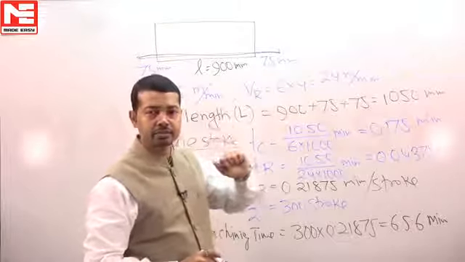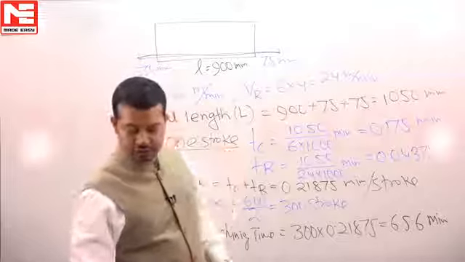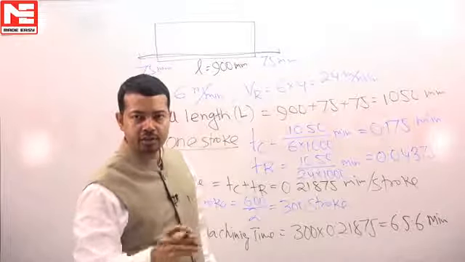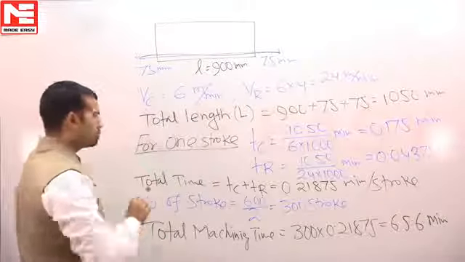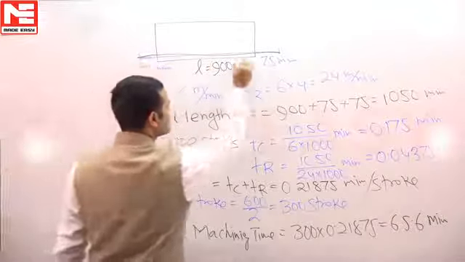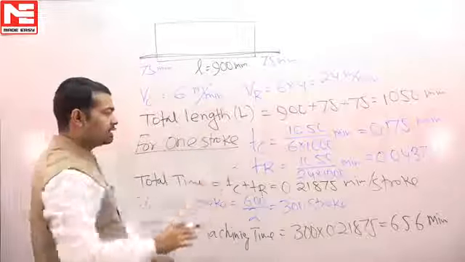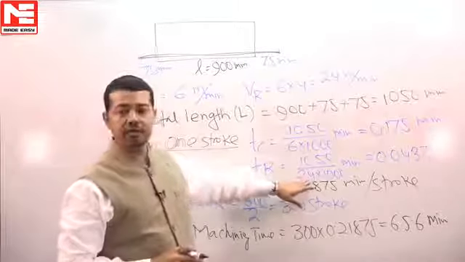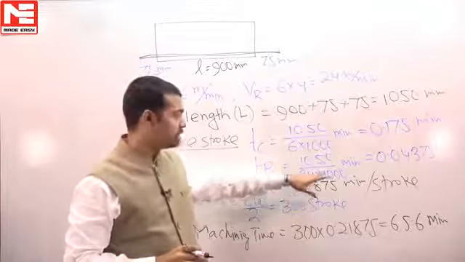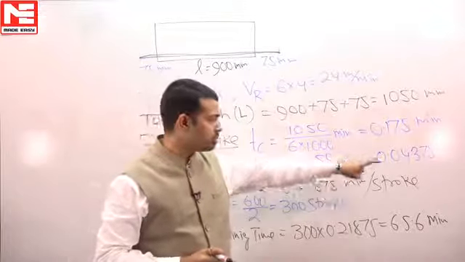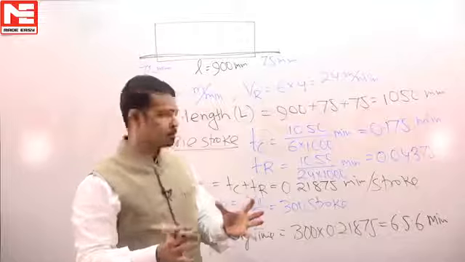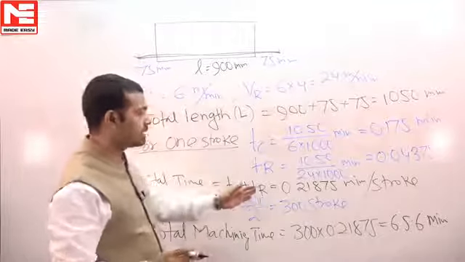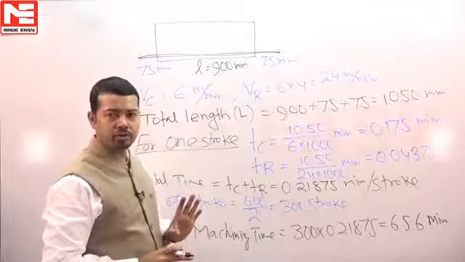What is the return time? If the cutting ratio is 1:4, then the velocity will be 24 meter per minute. So, for the return from here to here, the length is 1020 millimeter, but at 24,000 millimeter per minute, it will take 0.04375 minute. So, what is the total time of one stroke? That is cutting time plus return time. This is for one stroke.